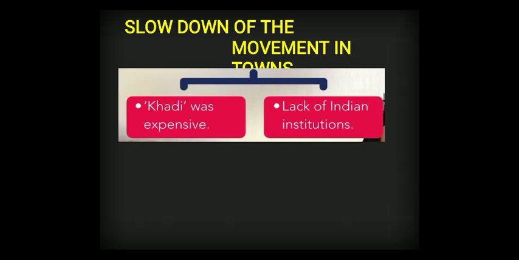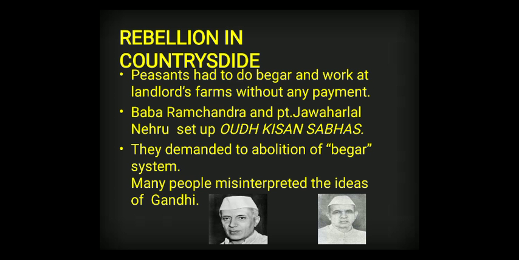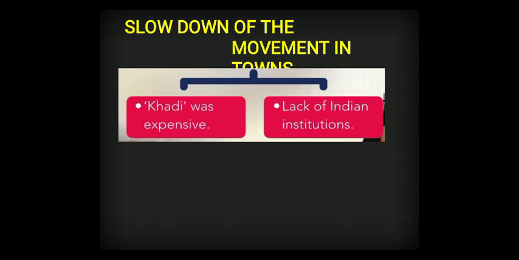But it was unfortunate, bad luck, that in 1922 a violent incident took place at Chauri Chaura in Gorakhpur. No one had expected that because of this violent incident Mahatma Gandhi would withdraw the non-cooperation movement. In this incident, 22 policemen were burned alive by the peasants. Because of this, Mahatma Gandhi was shocked, and he decided to call off the non-cooperation movement.